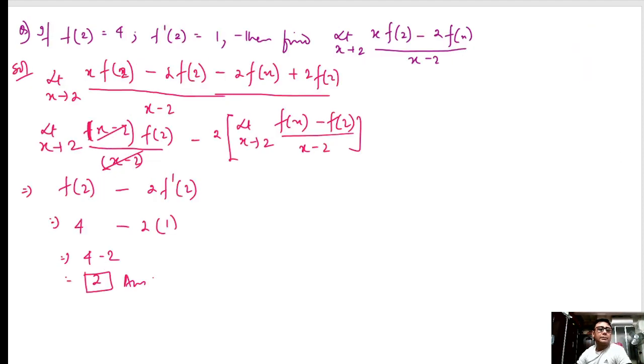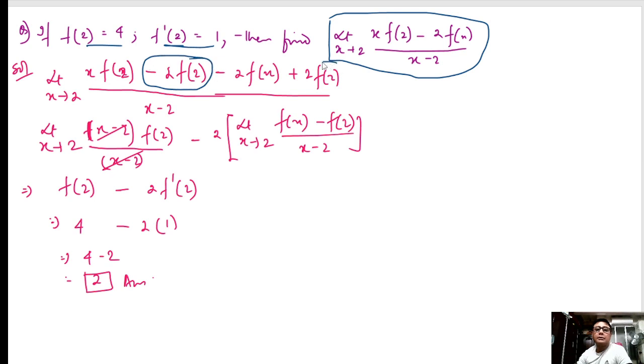So next is, as you can see, f2 is given to us. f2 is this, f dash 2 is 1. We have to find the value of this. Okay, so see what we are doing. We are taking this function and we are just simply adjusting this.